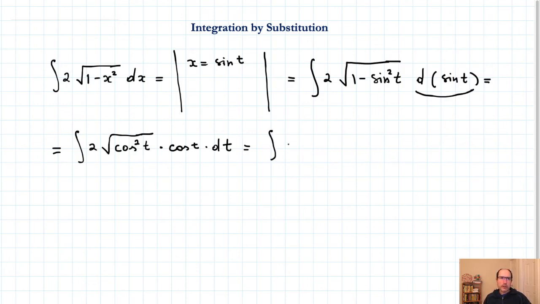So assuming that cosine t is positive, then we can simplify the square root of cosine squared t as just cosine of t.